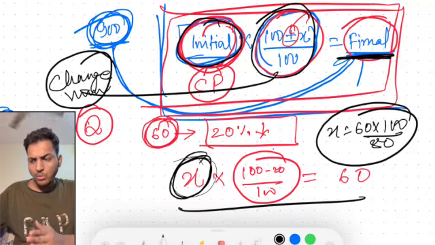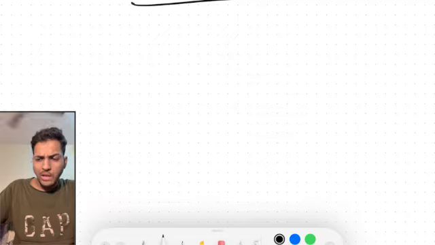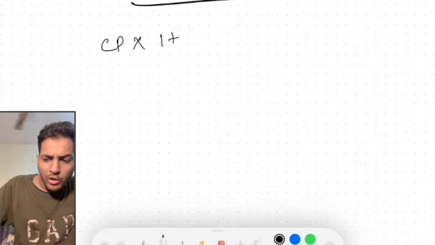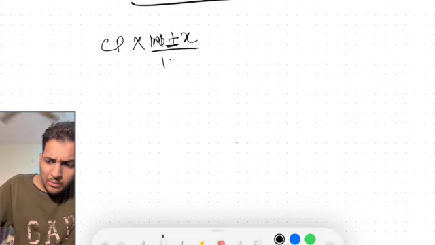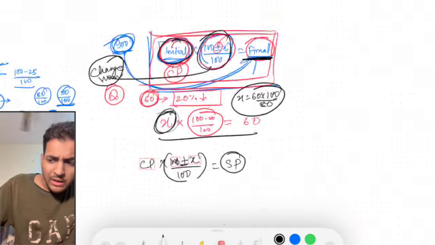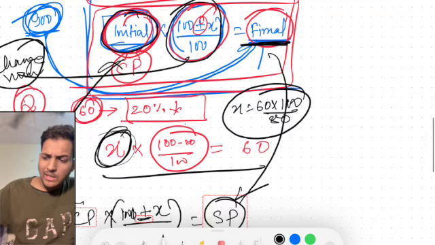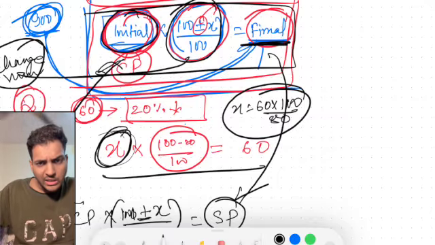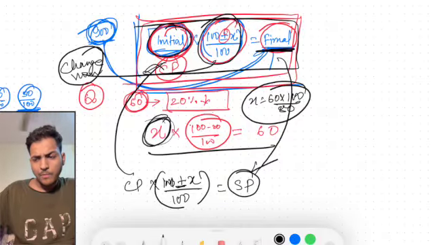So if you go by this, you will find all the questions very easy. There will not be any problem in profit and loss. Suppose in profit loss, CP into 1 plus x by 100 equals SP, the same formula. Now you don't even need to learn this formula. See why? Selling price is the final price, cost price is the initial price. The same thing is happening here. In case of profit there is an increase, in case of loss there is a decrease. So you will use the same formula here.